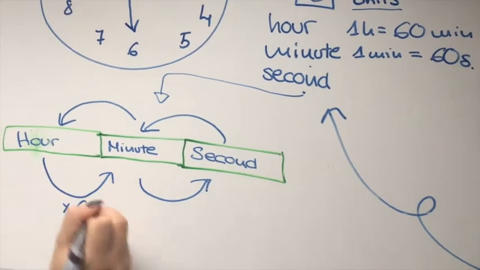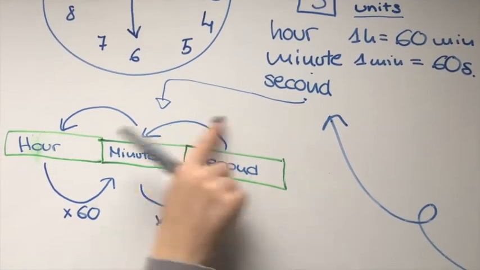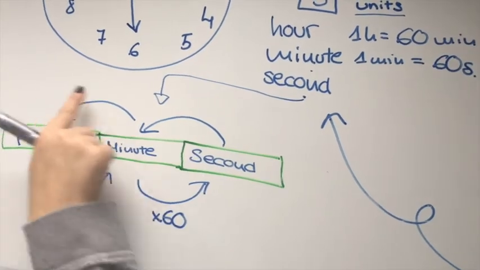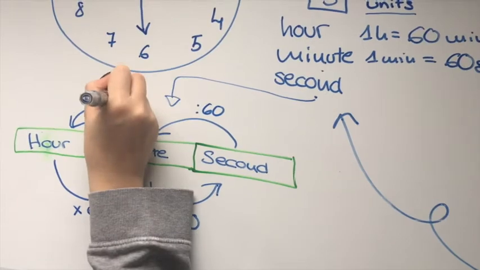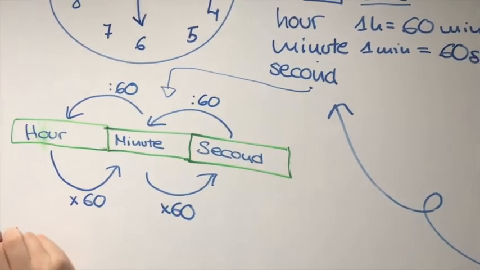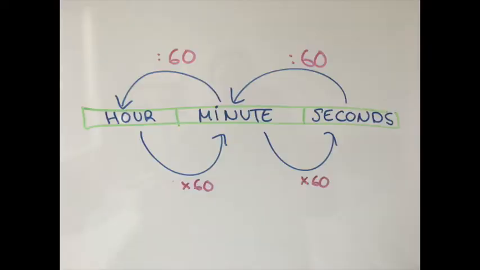So, for instance, if we want to change a quantity from hours to minutes, we have to multiply that quantity per 60. And if we want to transform one quantity to a bigger unit, we will divide it by 60. So, if we want to transform seconds into minutes, we will divide the quantity per 60.